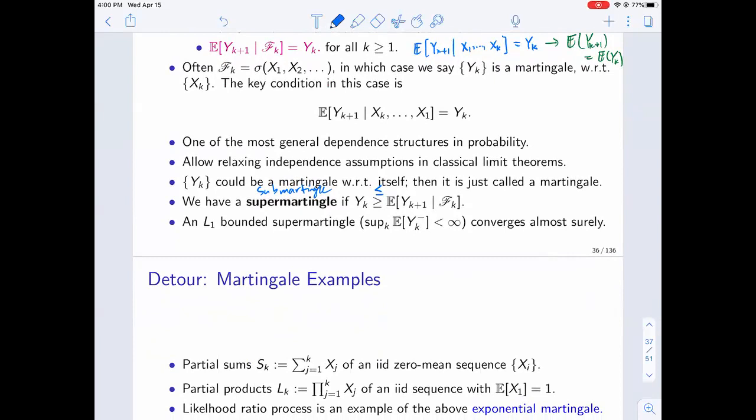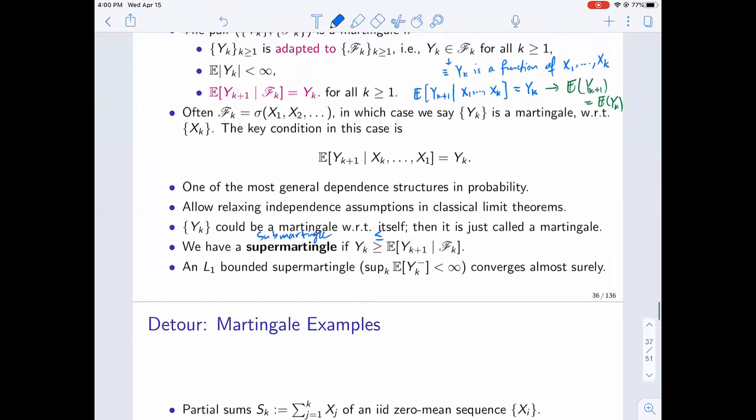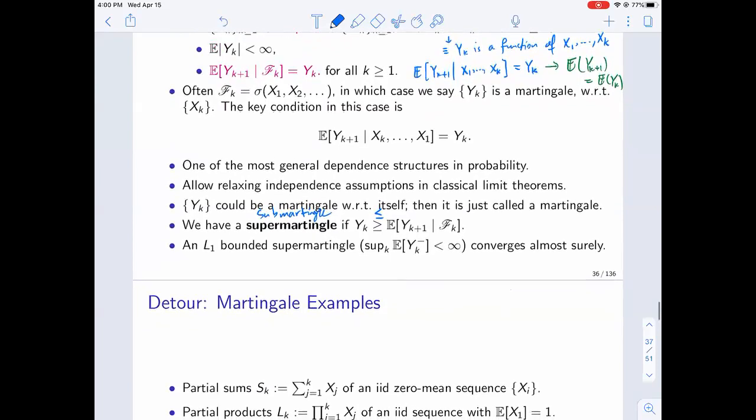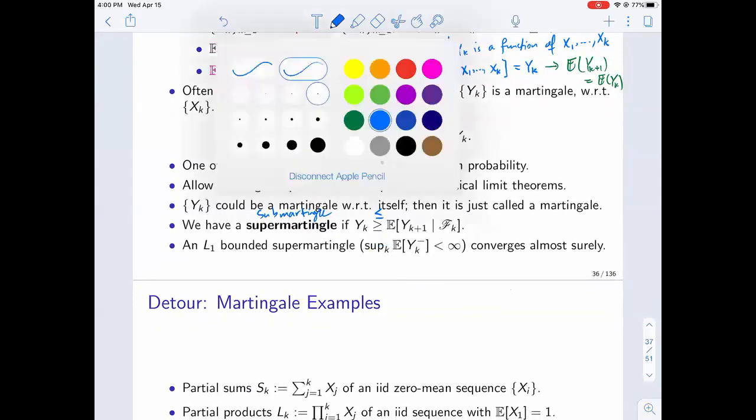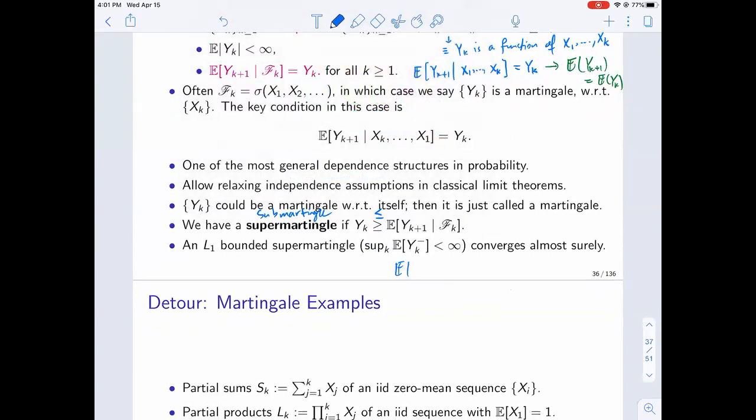This is a very interesting result, and you can derive many other interesting results from it. Being L1 bounded in this case means the negative part of Yk. You could assume the expectation of the absolute value of Yk is uniformly bounded, but the condition they wrote is milder. You just need the expectation of the negative part of Yk to be uniformly bounded. Then the supermartingale converges almost surely, which is an interesting fact.